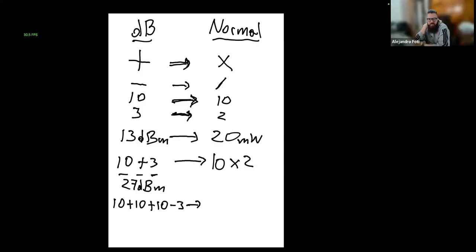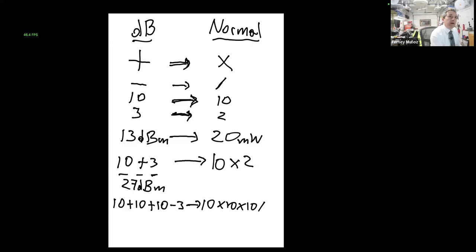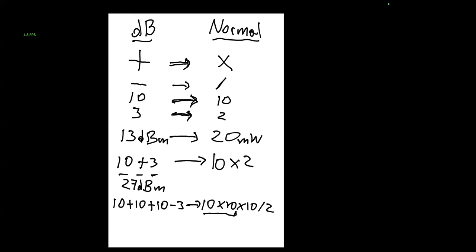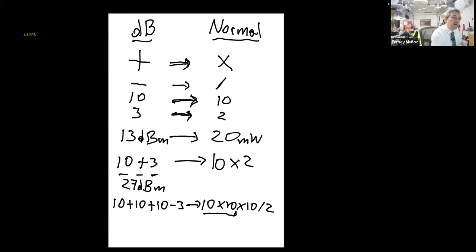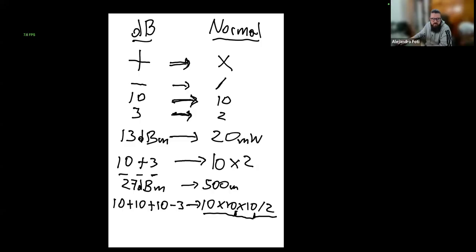Go ahead. Okay, 10 times 10 times 10 divided by 2, sorry. So, 10 times 10? 100. 100 times 10? 1,000. 1,000 divided by 2? 500. 500 what? Since we're using dBm, that's 500 milliwatts.